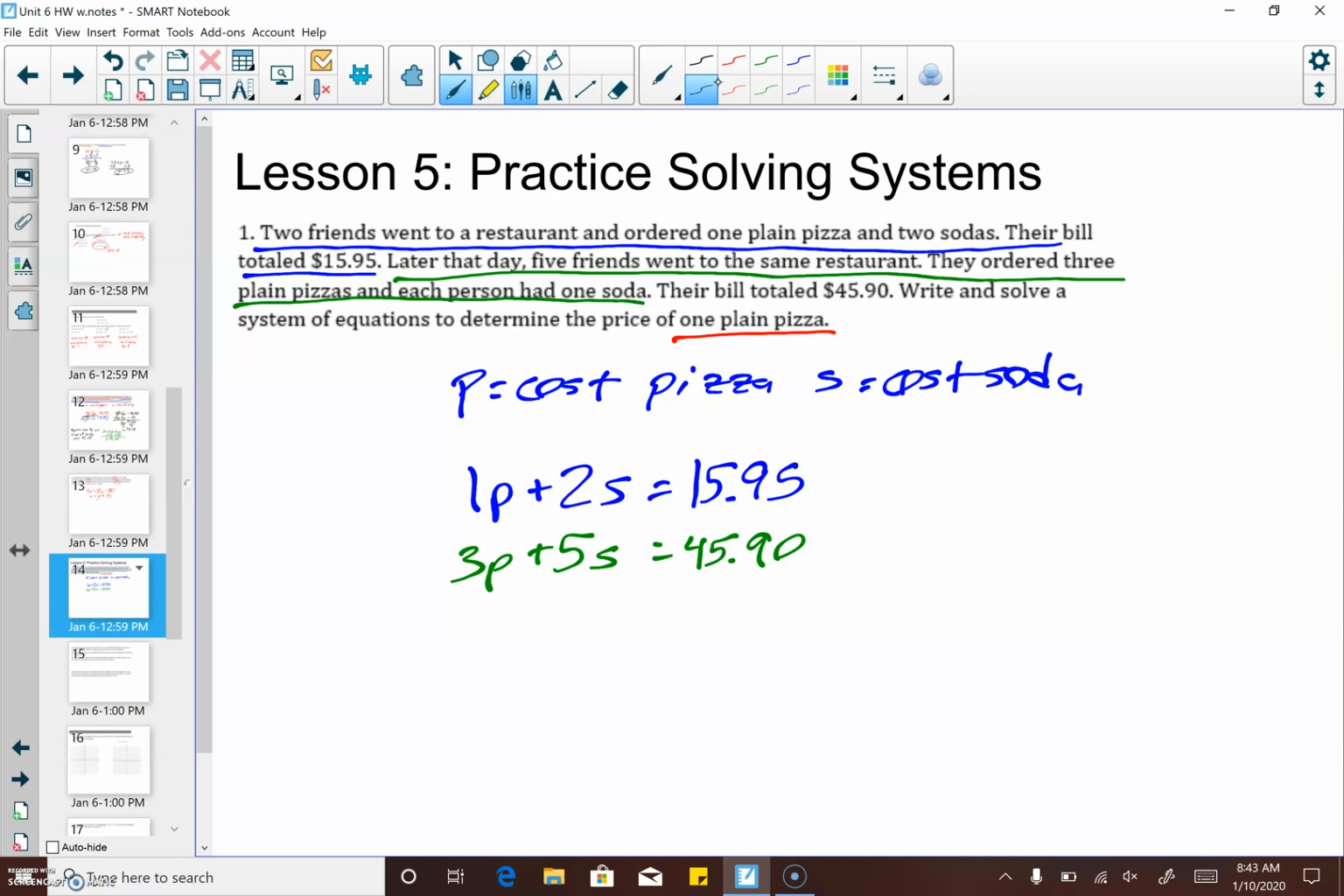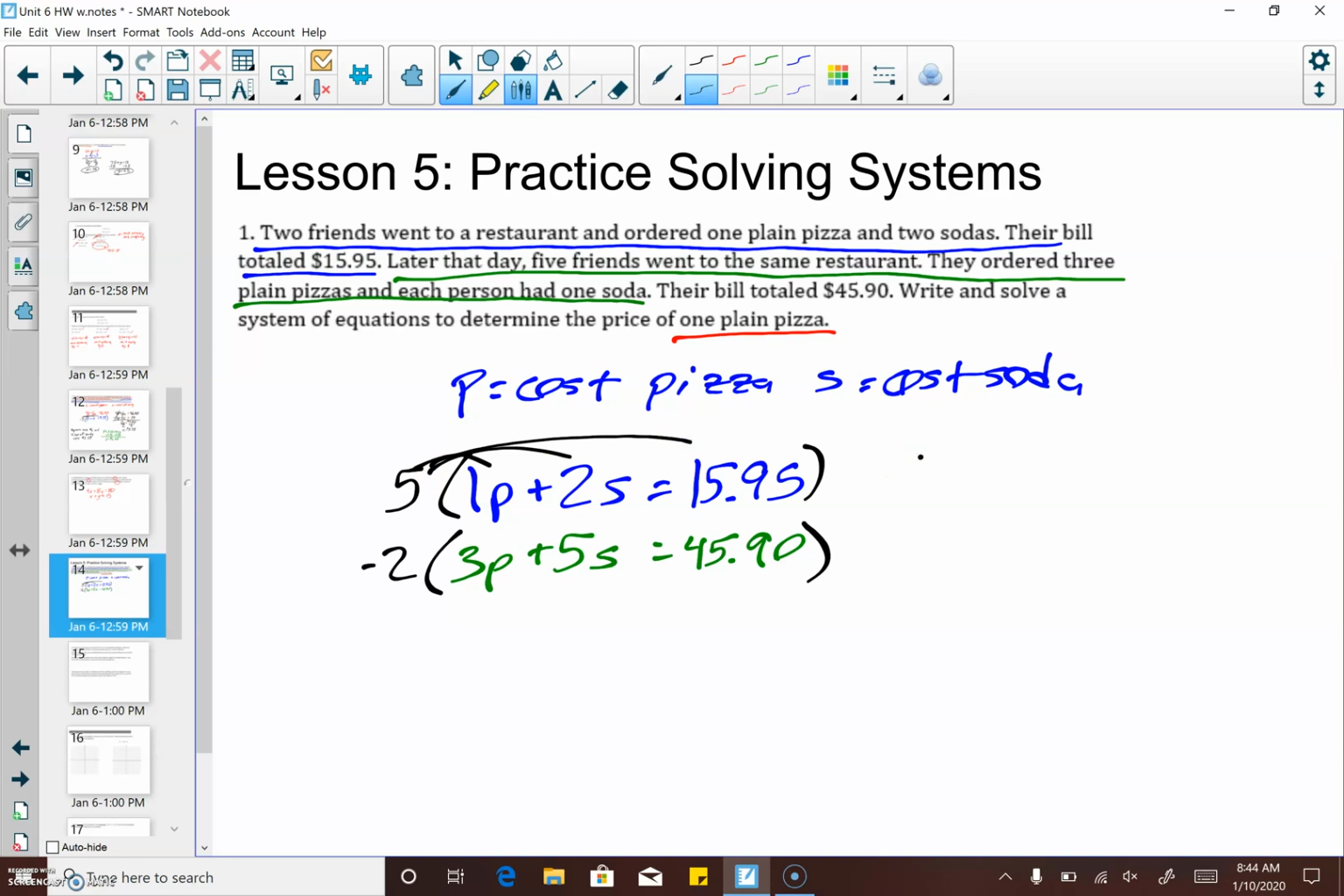Now, the easiest way would be to eliminate the P for pizzas, because it only has to multiply one of the equations. But since we're looking for that one, it would probably benefit us to eliminate the S's and shorten our work a little bit. So between 2S and 5S, the first thing that they can become is 10. So I'm going to multiply the top by 5 and the bottom by a -2, so that this way, I know that they're going to cancel out.